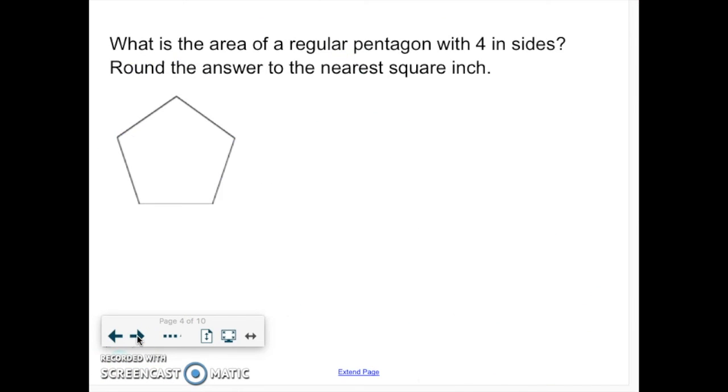Let's see, what is the area of this regular pentagon with 4-inch sides? All right, so area of a regular pentagon, that means n is 5. Sides are 4, that means s equals 4. So again, we are just missing the apothem. So we know the side lengths are 4, and we know there are 5 sides. So what we need to find is the apothem.